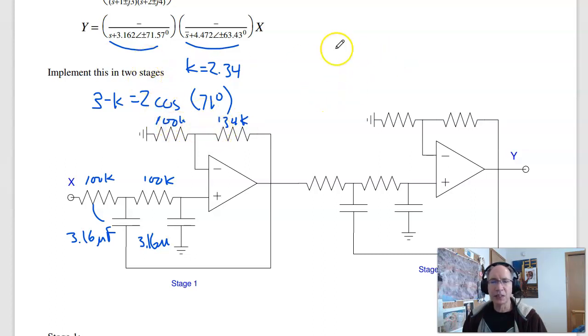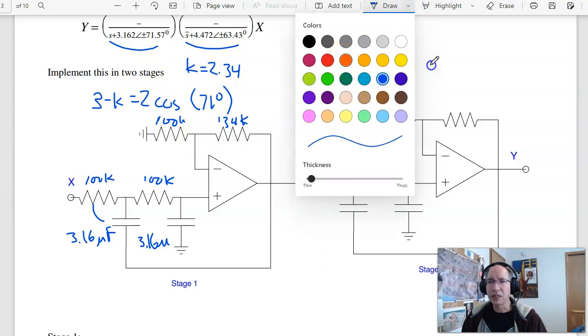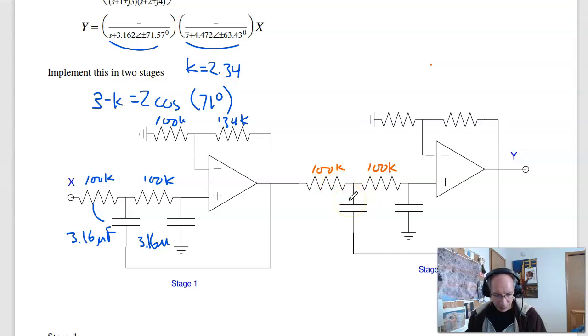That's this stage. The second stage, let's do that in orange. 1 over RC is 4.472. So pick this to be 100k. So C is 2.23 microfarads.